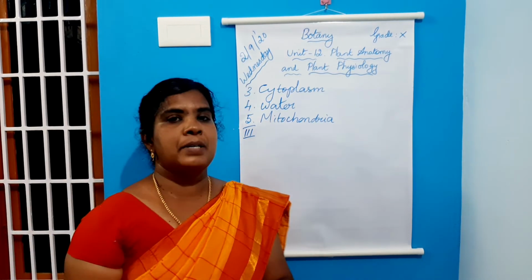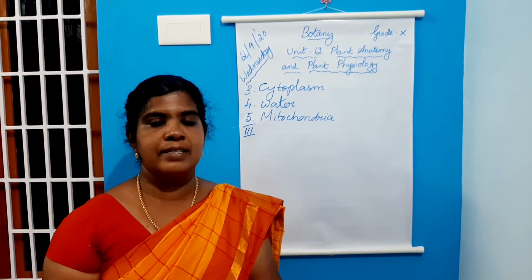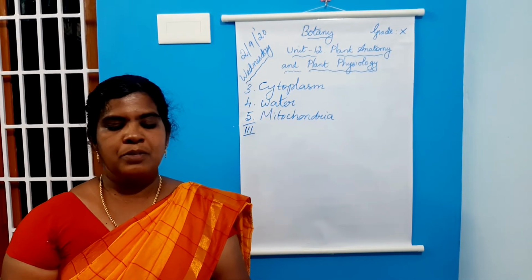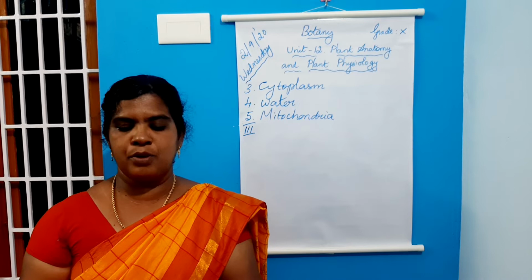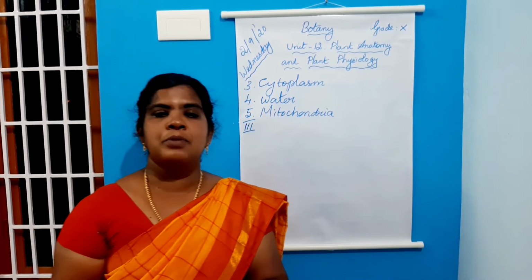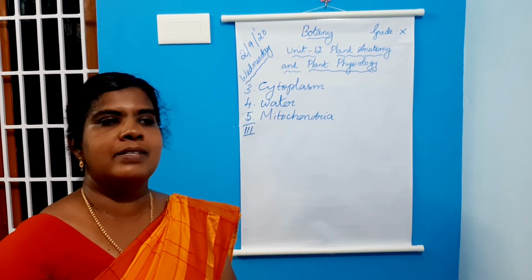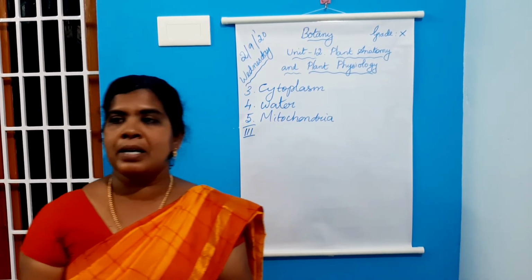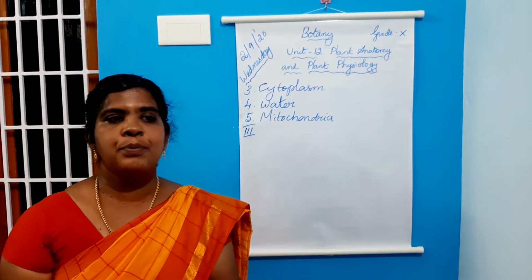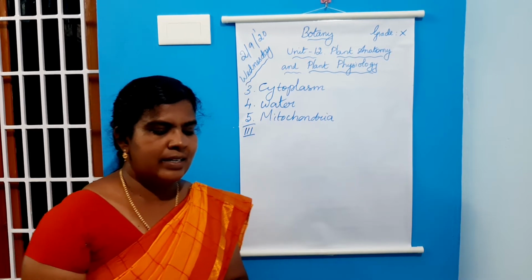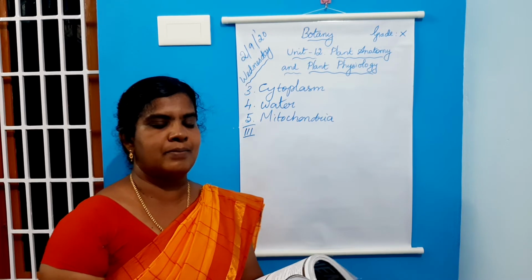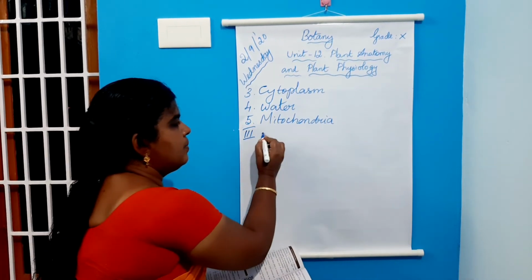State whether the statements are true or false. Correct the false statement. First statement given: phloem tissue is involved in the transport of water in plants. Children, you all know that there are two types of conductive tissues present in plants. They are xylem and phloem. Xylem conducts water and mineral salts. Phloem conducts the food material. The given statement is a false statement.